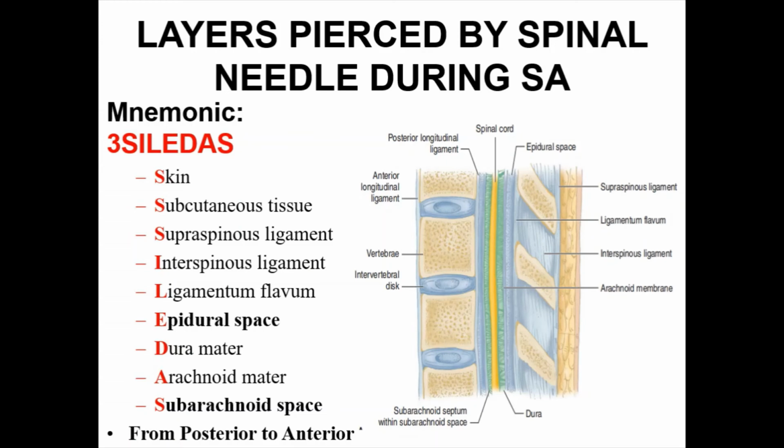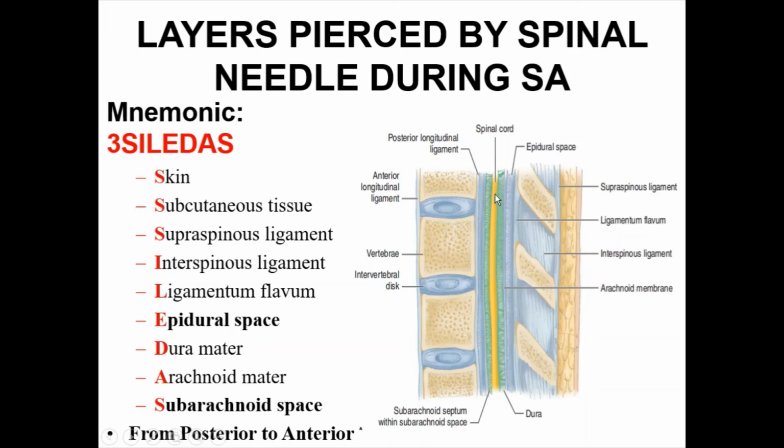Yes, now, friends, how many layers do we pass from outside to the subarachnoid space to get CSF? The mnemonic is 3 cylinders. First S is skin, second is subcutaneous tissue, third is supraspinous ligament, I represents interspinous ligament, L represents ligamentum flavum, E represents epidural space where we take our destiny during epidural anesthesia. D is dura mater, A is arachnoid mater. Last, S is subarachnoid space, which is the destiny for spinal anesthesia, subarachnoid block.